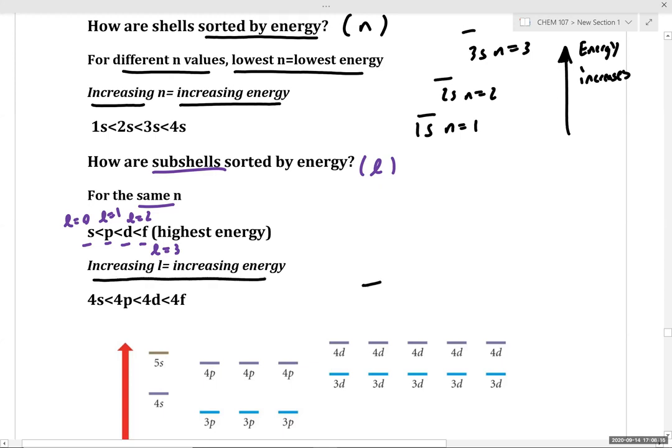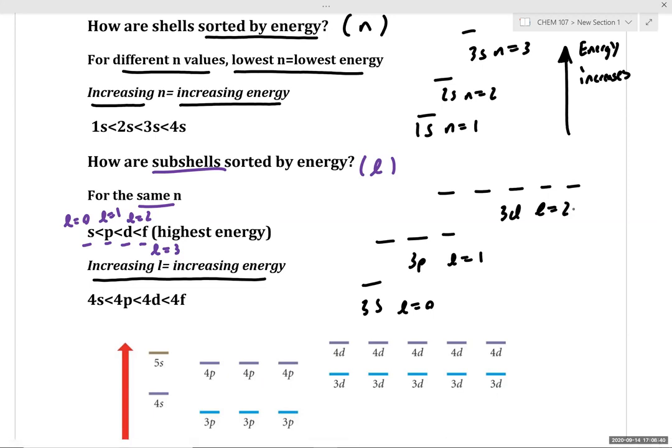So for example, for our 3s orbital, it's lower in energy than our 3p orbital, which is in turn lower in energy than our 3d orbitals. Increasing L, increasing subshell number, increasing energy.